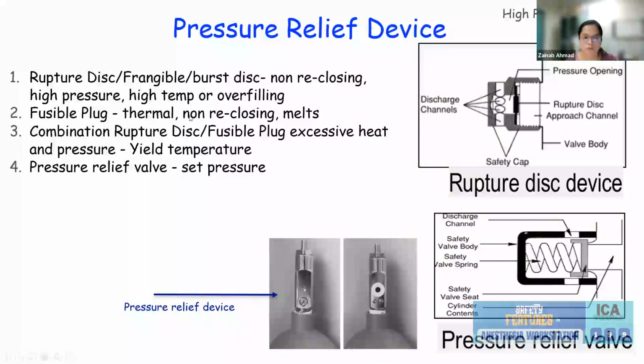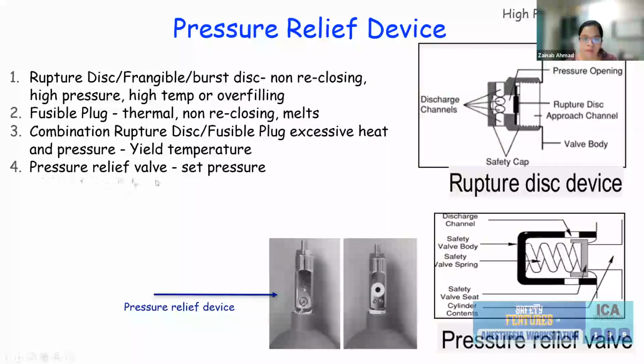So fusible plug, what does it do? At very high temperatures, it will just melt and help discharge the cylinder contents outside. As you can see in this diagram, this is a ruptured disc. If the pressure is very high, then this disc will rupture and all the gas will escape through the discharge channel. Then there's a combination ruptured disc and fusible plug, which will respond to both excessive heat and pressure. The temperature at which it will rupture or melt is called the yield temperature.